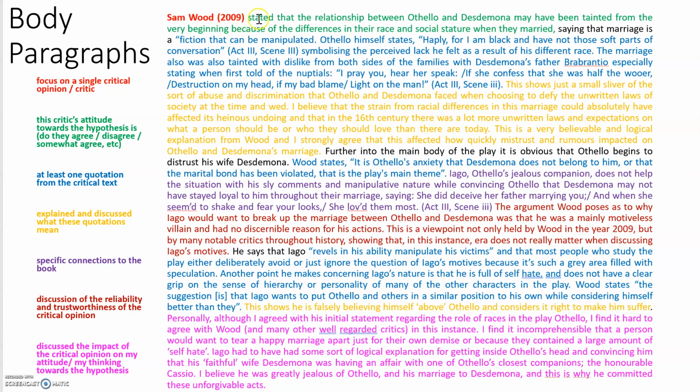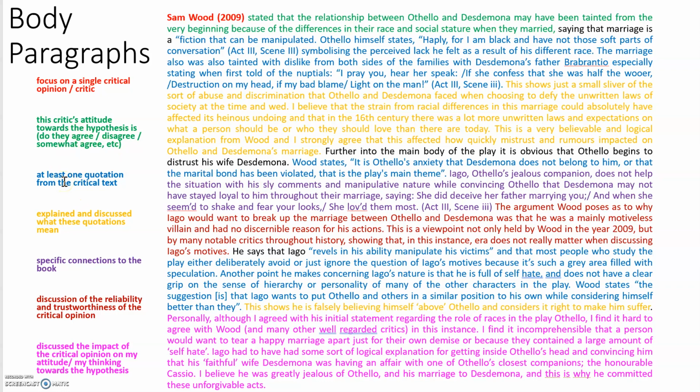So Sam Wood stated that the relationship between Othello and Desdemona may have been tainted from the very beginning because of the difference in their race and social stature when they married. Okay, so brief summary of what they're saying. Then in blue you will find the quotations from the critical text.